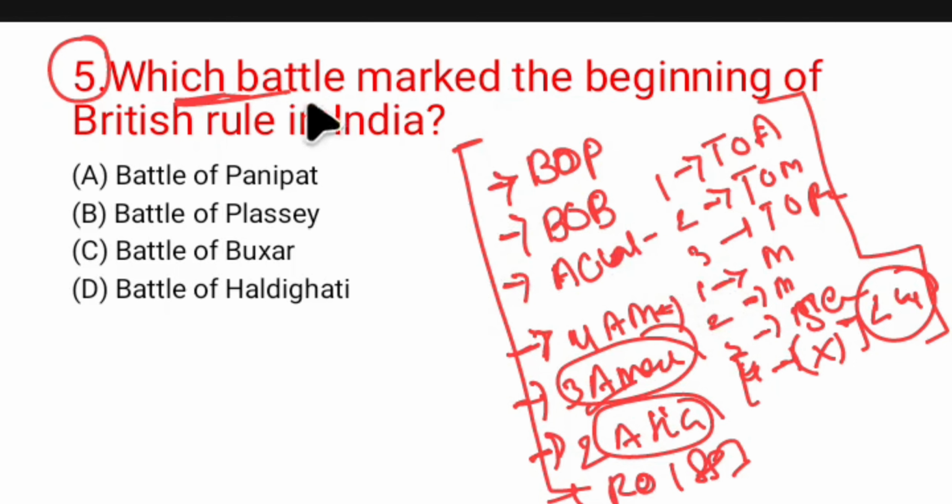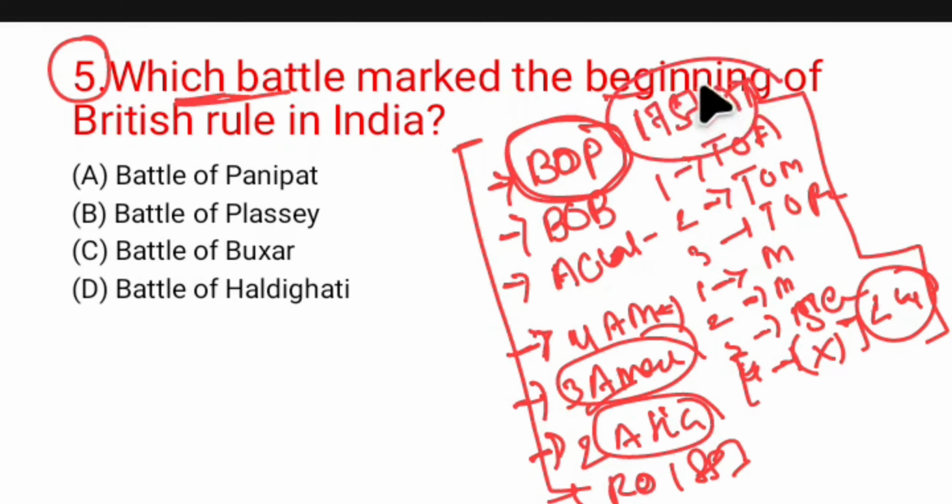So which battle marked the beginning of British rule in India? Basically, Battle of Plassey happened in the year 1757 AD. Marked the beginning of British rule in India after the conquest of largest and the richest province, which is referred to as Bengal. So Battle of Plassey would be the correct option for question number 5.